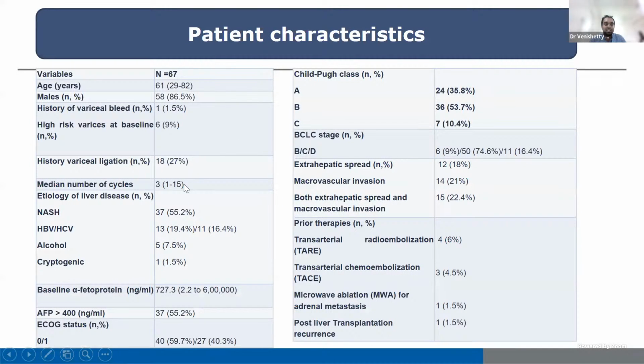When you see these patient characteristics, a few important things are here. The non-viral etiology has been classified into NASH, alcohol, and cryptogenic, hence separating NASH from other etiologies in the non-viral category. Almost 50% of patients had baseline alpha-fetoprotein more than 400. Even Child C patients were taken into consideration, to see whether there was some benefit or no benefit at all. And all three BCLC classes, B, C, and D, have been taken.